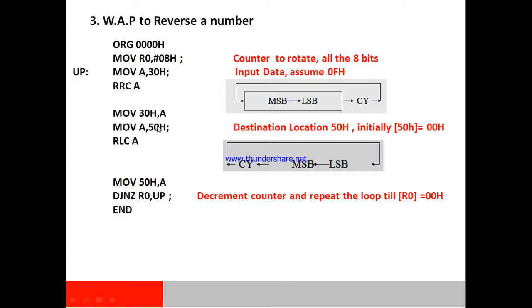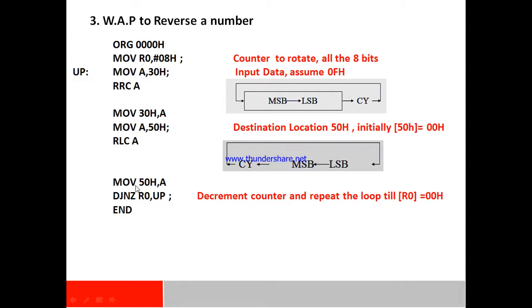Again data is moved to the 30H, and 50H is a destination location. That means after all the iterations are complete, we'll find the result in this 50H location. Initially it is 0. Then I am using RLC here. The RLC does the logical representation like this. So the carry is moved to the LSB. And finally, after all the 8 rotations, the result is stored in the 50H location.